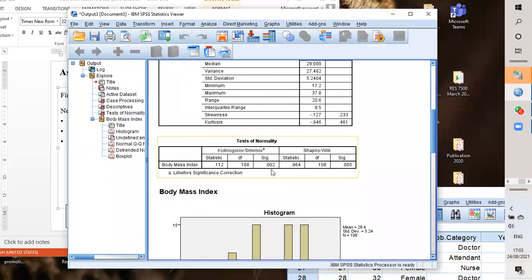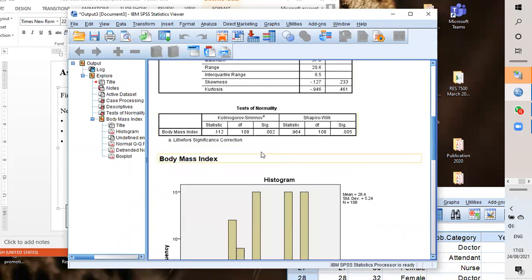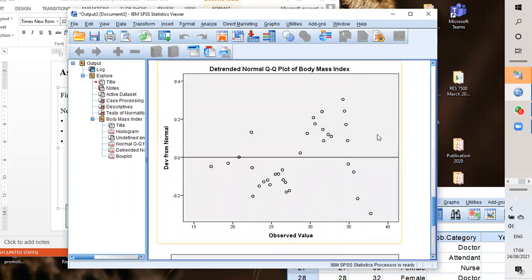Okay, is the data normal? Class, for BMI, the p-value, is it more than or less than 0.05? Less than. Therefore the data is not normal, right? Yeah. Okay, let's look at the box plot.